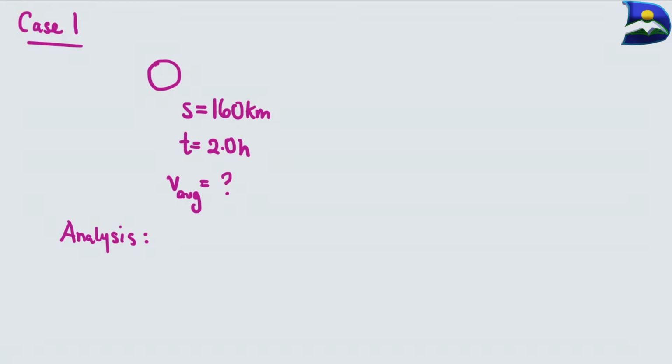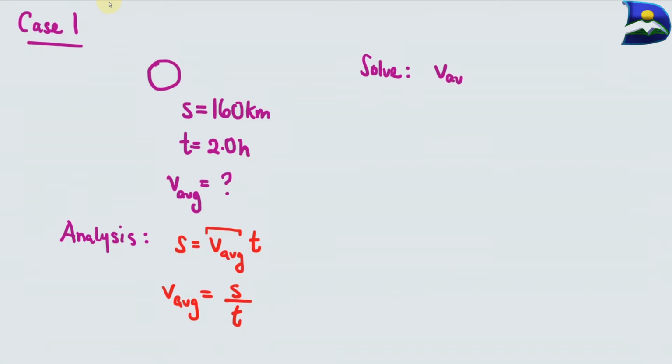Take note that speed is a scalar quantity, and this is going to be equal to our distance, which is 160 kilometers, divided by your time of 2.0 hours. Once you divide it, you're going to get your answer of 80 kilometers per hour. So this is one case scenario where we are given the distance and the time, and we are asked to find the average speed.